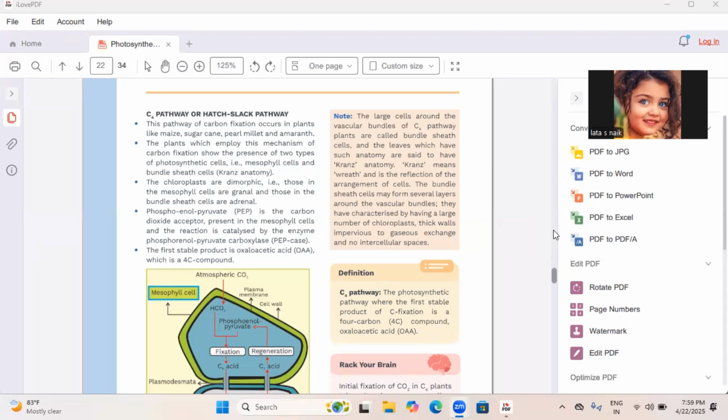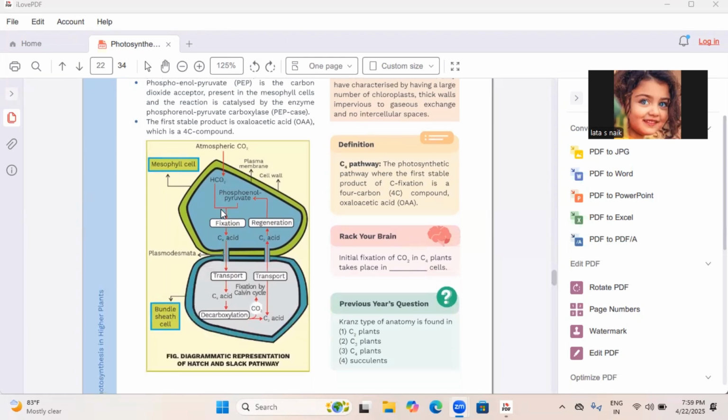Hello everyone. We'll continue with the mechanism of photosynthesis. Today we'll study the C4 pathway, which is also called the Hatch-Slack pathway. C4 means the photosynthetic pathway where the first stable product of carbon fixation is a 4-carbon compound, oxaloacetic acid, OAA. This pathway of carbon fixation occurs in plants like maize, sugarcane, pearl millet, and amaranth.